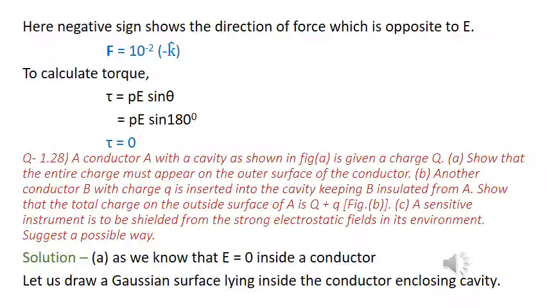not throughout its volume. In the second part, another conductor having small q charge is inserted in the cavity, and the inserted conductor is insulated from A. We have to show that the total charge on the outer surface of the conductor A is capital Q plus small q.